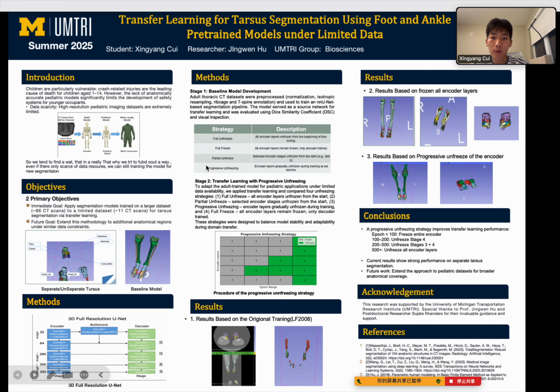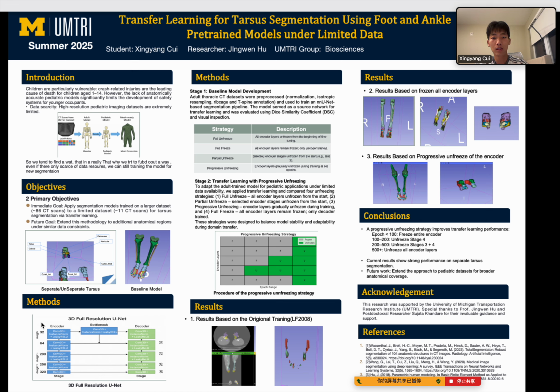The first thing we do is the baseline model development. Currently we're already training a new model for the foot and ankle, and after that we use transfer learning with unfreezing and freezing. That means we want to freeze the encoder part, since the model is in the same domain, also segmentation but with the foot and ankle. The only thing that changes is that we want to separate more.